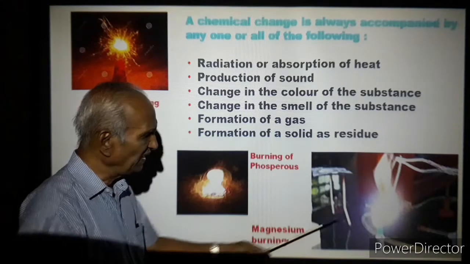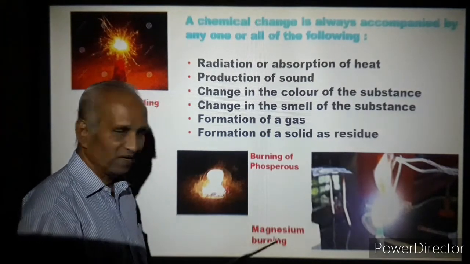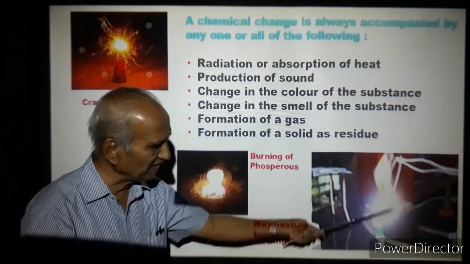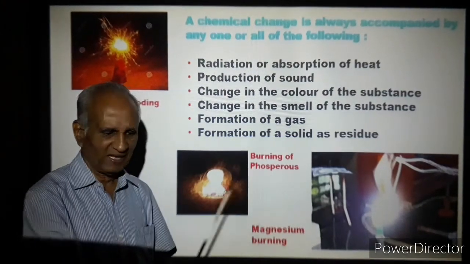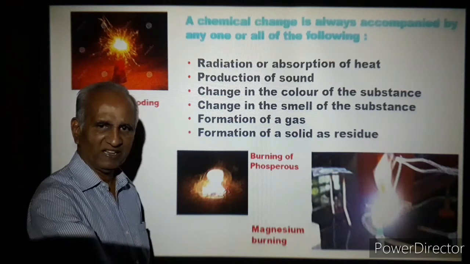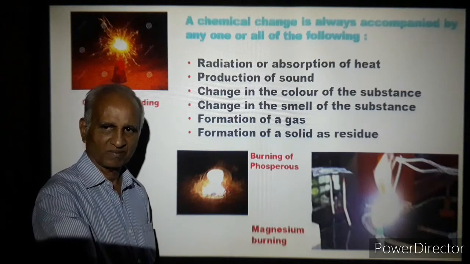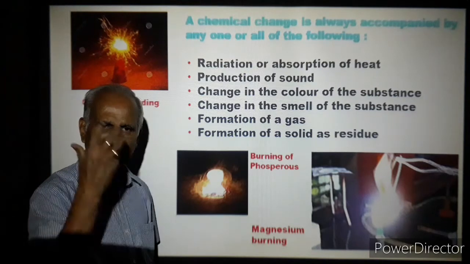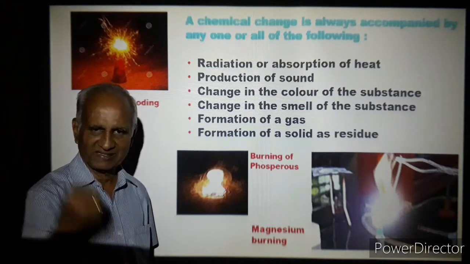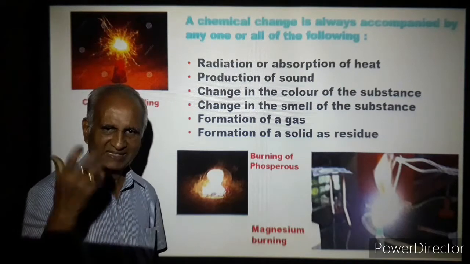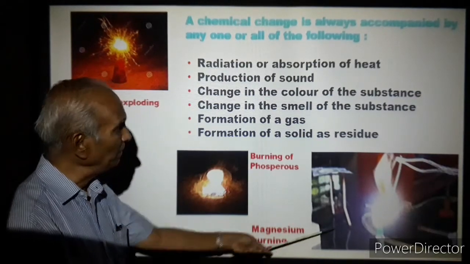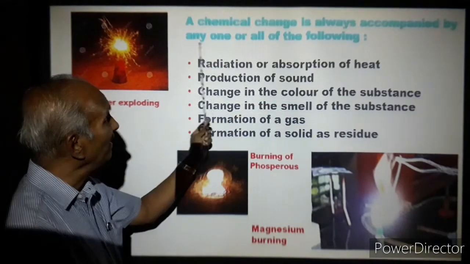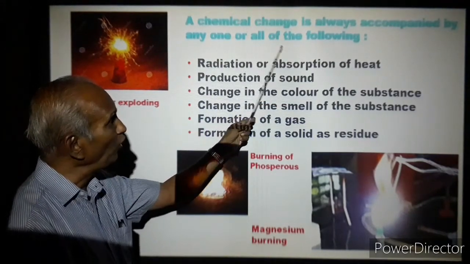Then here you have magnesium burning. We spoke of magnesium ribbon burning in the last train. Here you can see a bright light it gives. A small piece of magnesium, you hold it in the fire with a handle. It catches fire and burns with a very bright light. You call it dazzling light. With a dazzling light, it burns. Magnesium burning. A chemical change is always accompanied by any one or all of the following.